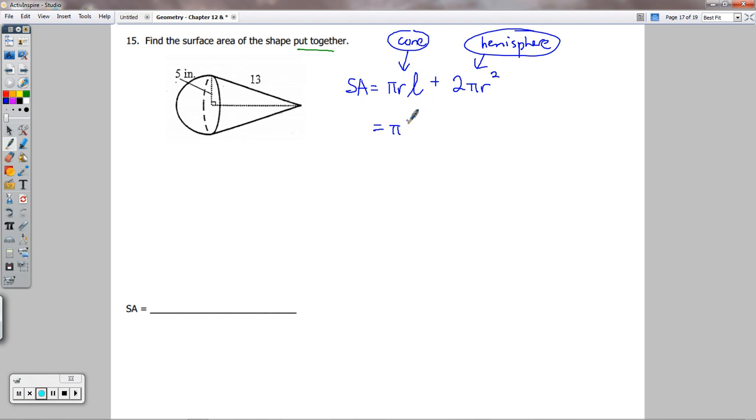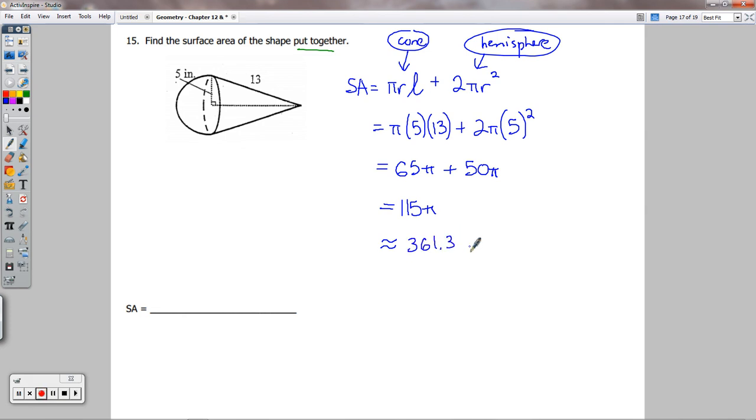So we have pi times radius is 5, slant height is 13. That's given to me. And then the radius is the same for the hemisphere. So it's another 5. This would be, it looks like 65 pi. Be 25 times 2, 50 pi. That is 115 pi, which is approximately, if you put that into a calculator, 115 pi is about 361.3. So approximately 361.3, and inches are my units, so inches squared.